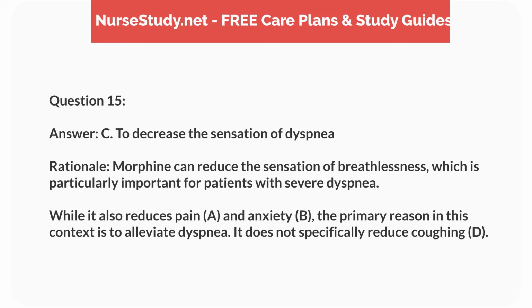Rationale: morphine can reduce the sensation of breathlessness, which is particularly important for patients with severe dyspnea. While it also reduces pain, A, and anxiety, B, the primary reason in this context is to alleviate dyspnea. It does not specifically reduce coughing, D.